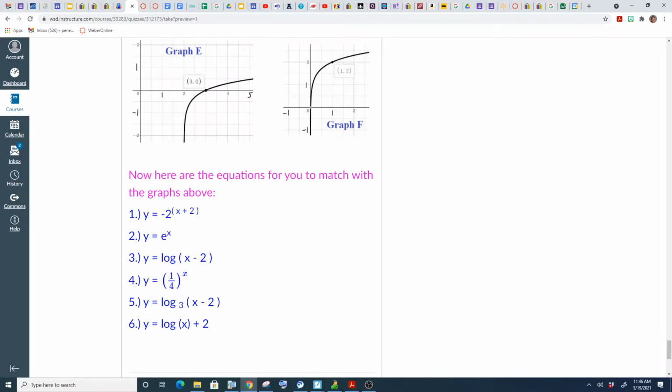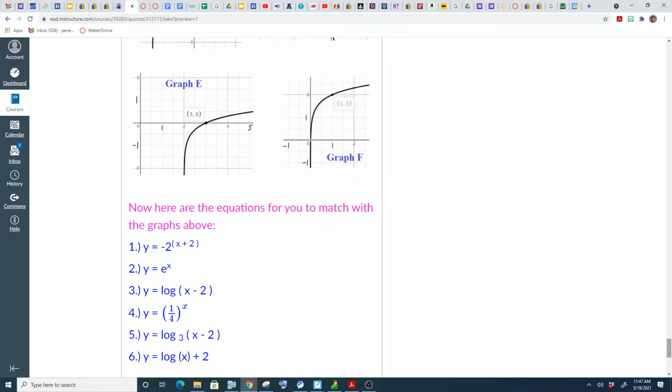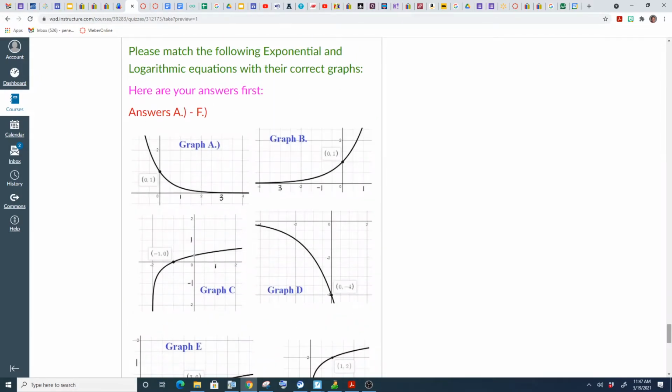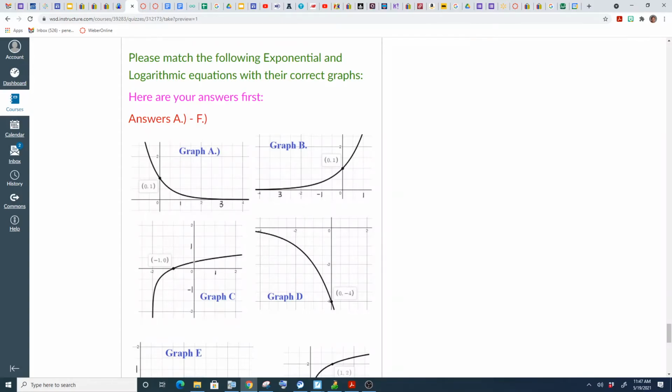So I do know that y equals e to the x, which is this guy right here. That one just has a y-intercept of (0, 1), 0 up 1, and it's exponentially growing. And so that's going to be B.